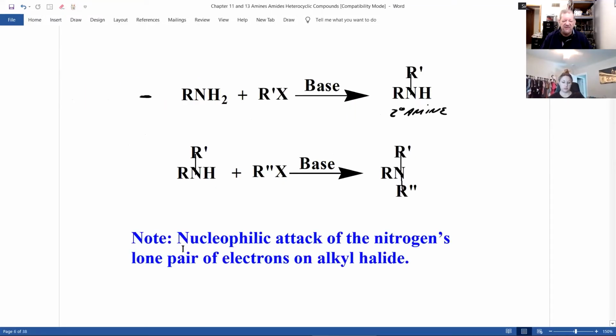Now, a secondary amine still has non-bonding pairs of electrons right there. And you can react a secondary amine with an alkyl halide in the presence of a base to make a tertiary amine. And let's take a look at this reaction.